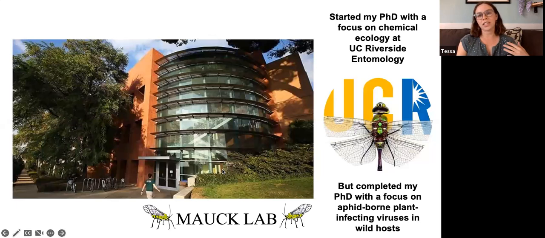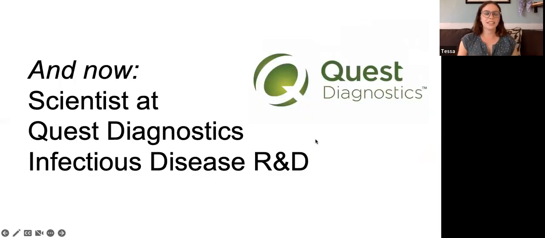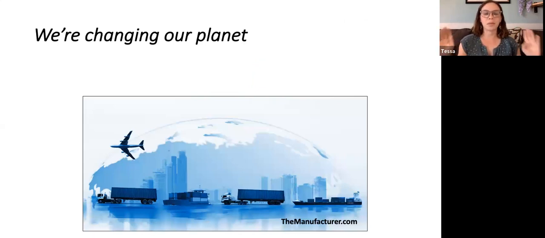And from there, I started my PhD at UC Riverside in the Mauck lab. And I started with a focus on chemical ecology because my background was looking at the chemistry of interactions between plants and herbivores. And I wanted to have a flavor of plant viruses with that. But what happens to a lot of PhD students is our projects change. So clearly based on the topic, I'm not presenting on that, but instead my work with aphid-borne plant viruses in wild systems. So now I'm a scientist at Quest, as Samantha mentioned, doing work with a different bug. But I'm not talking about that today. I'm talking about my research with plant viruses.